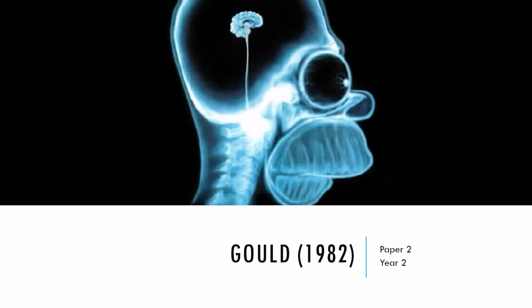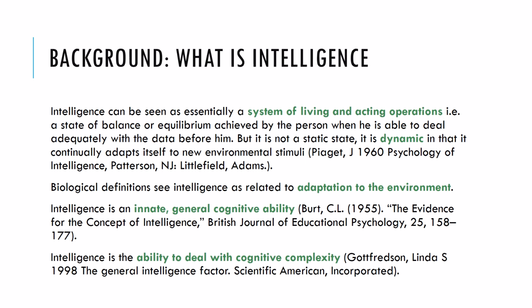But basically, Gould's research was called A Nation of Morons, and it was looking at effectively the validity and objectivity of intelligence testing. So first we're just going to look a little bit at what intelligence is. So there's just a few definitions here. So you may just want to pick one or two of these to write down.